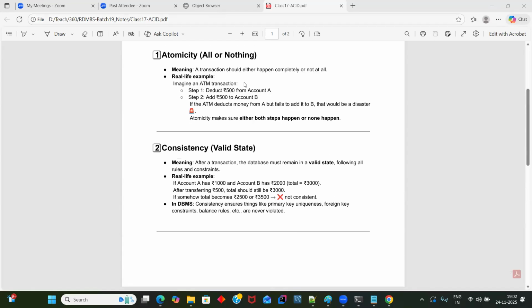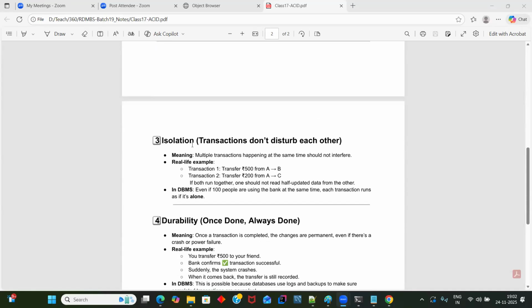But don't forget the abbreviation: A for atomicity, C for consistency, I for isolation, D for durability. I can see one message from someone about isolation. Yes, this is what I was talking about. Multiple transactions happening at the same time should not interfere. One transaction will not interfere with another. Let's say three people are doing transactions on one account, one transaction will not affect the other transactions, guys.